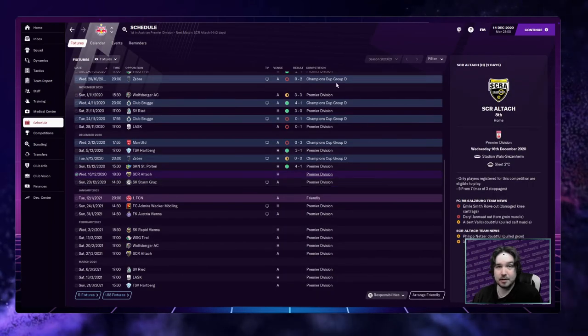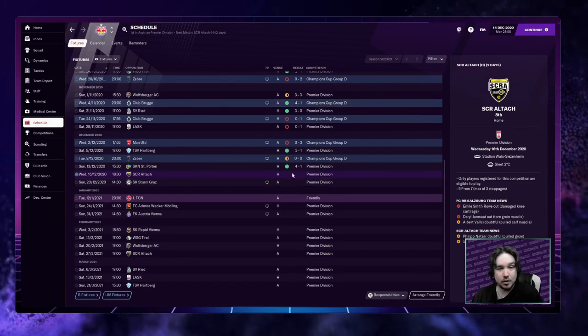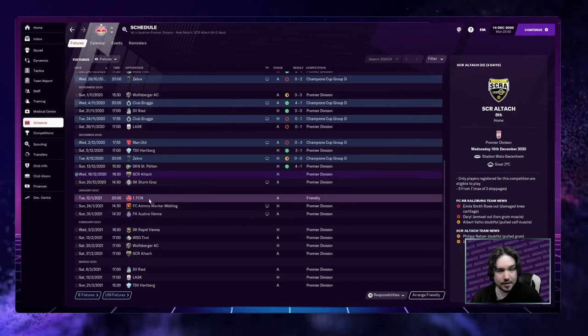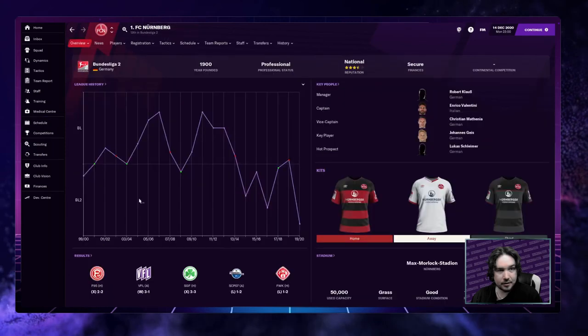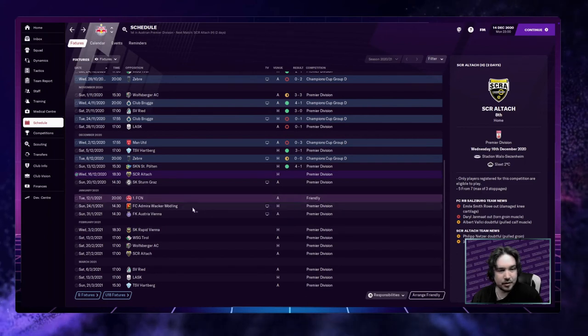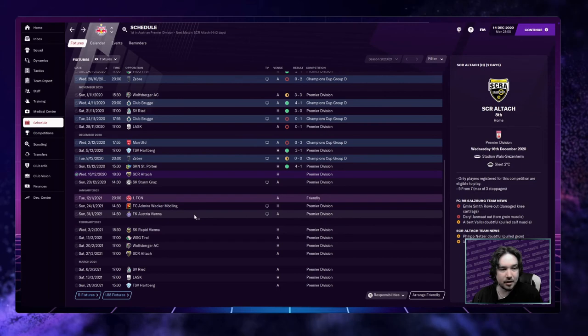So our next 5 games in the league, because we're not in the Champions League anymore, will be a home tie against Altach. We're then away to Sturm Graz, then away to FCN Nuremberg, which is a friendly, may I add, just realised. Then we're home to Admira Wacker Modling and away to Austria Vienna in the month of January.